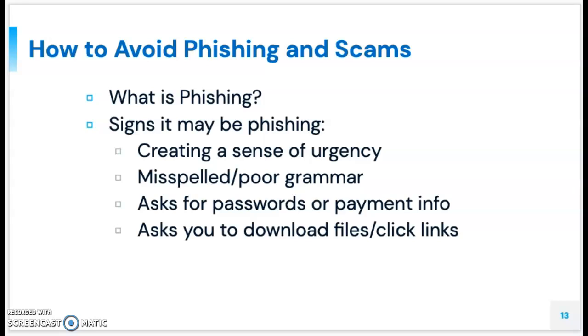Signs that it might be an example of phishing: it tries to create a sense of urgency, like, we need you to act now, this will happen or that will happen. There are misspelled words, poor grammar, especially your name. It's a really, really bad giveaway. I, for example, have a name that's a little hard to spell, so oftentimes I will see my name misspelled in these types of emails. Phishing emails also typically ask for your passwords or payment information, which really no site should be doing in an email. Or it might ask you to download files or click links.